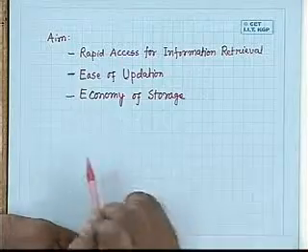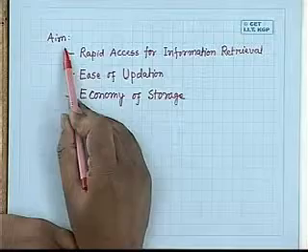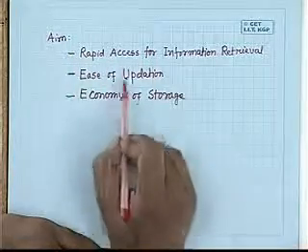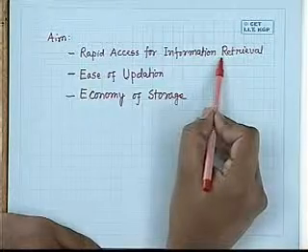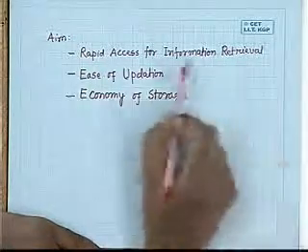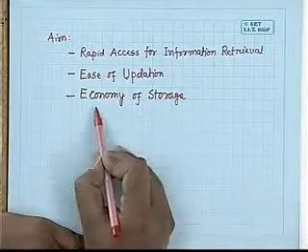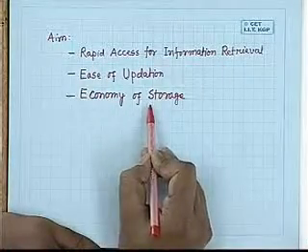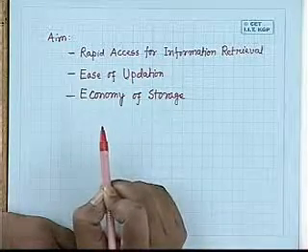But this is a contradicting requirement. When I say that one of the aims of the file system is rapid access for information retrieval, this requires redundant information. We'll see later how. This requires redundant information, whereas the other requirement says that there should not be much redundancy in the data. So these two requirements are contradicting.